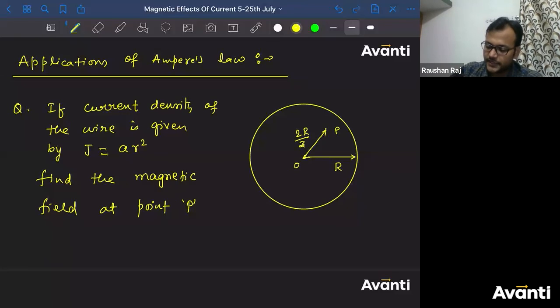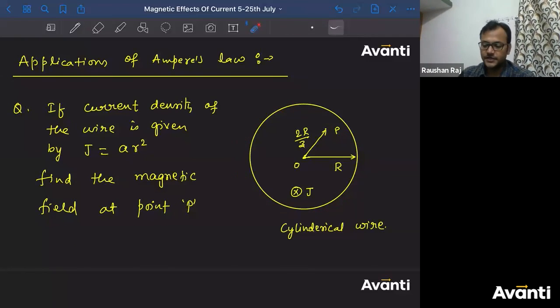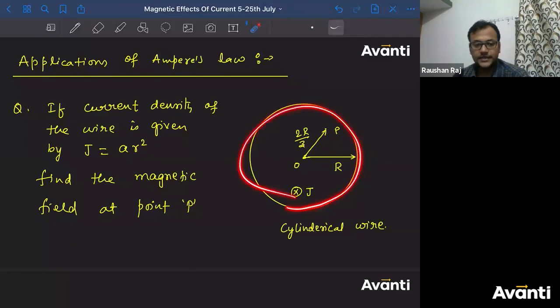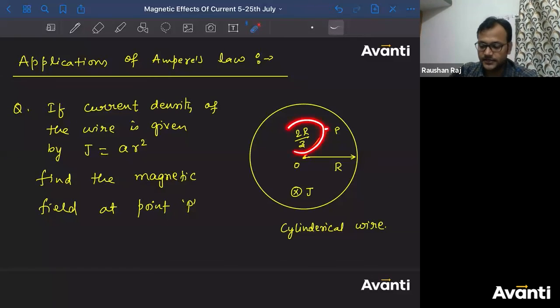The direction of current is into the plane. Or you can consider J also, no problem. So if the current density of the wire, this is a cylindrical wire, and I have shown you the cross section of that cylindrical wire. If you see the cross section, you'll get the circle, and the current flowing through this is I, and the current density is, let's say, J is equal to AR square. That means uniform current is not flowing through this. If you change the value of R, current density is changing. Find out what is the magnetic field at a point P, which is located at a distance of 2R/3 from the center.